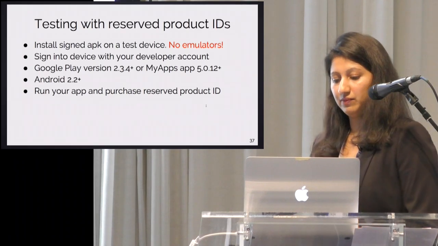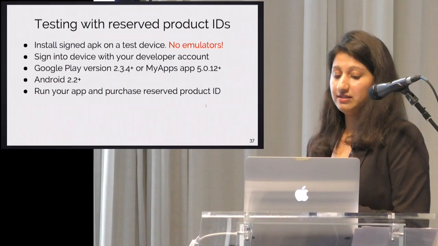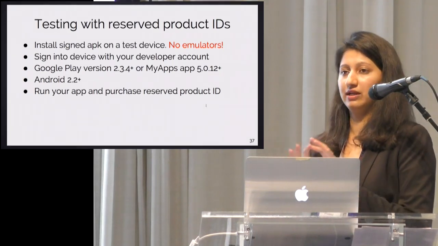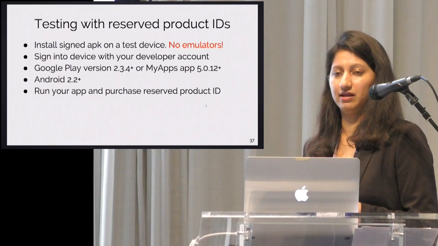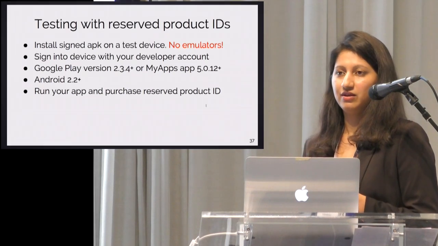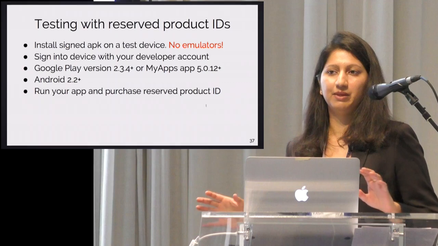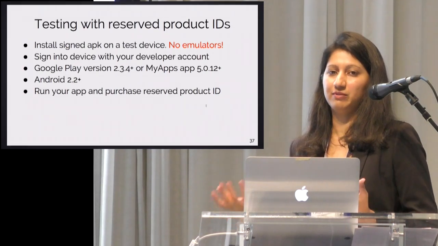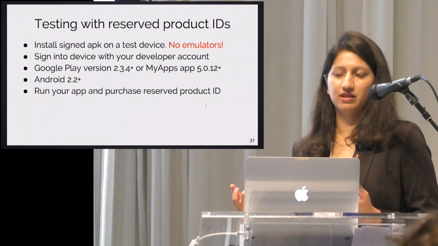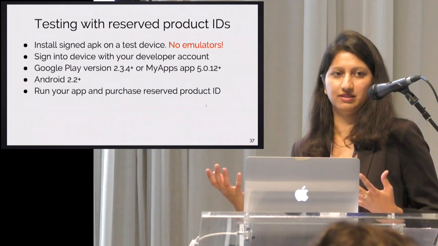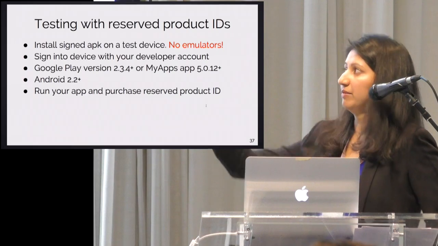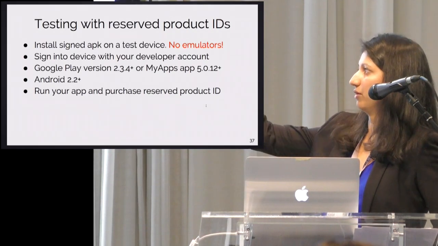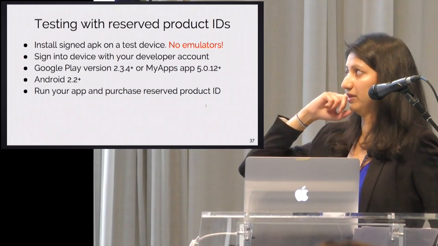So for testing with reserved product IDs, make sure you have your in-app billing workflow set up in your app, sign your APK, and install it on a test device. You cannot test in-app billing on emulators, just because emulators don't come with Google Play services, and you need to have a Google Play app to test in-app billing. So sign into your device with your developer account. Make sure you have these versions of Google Play or My Apps and Android 2.2 and above.